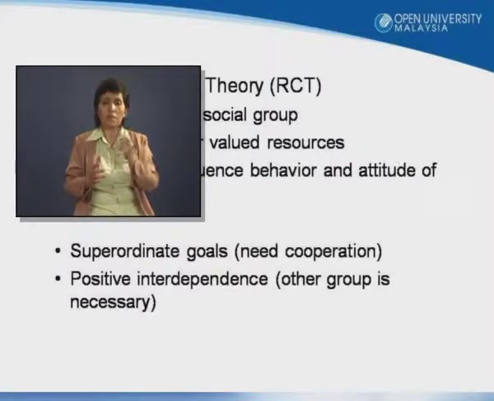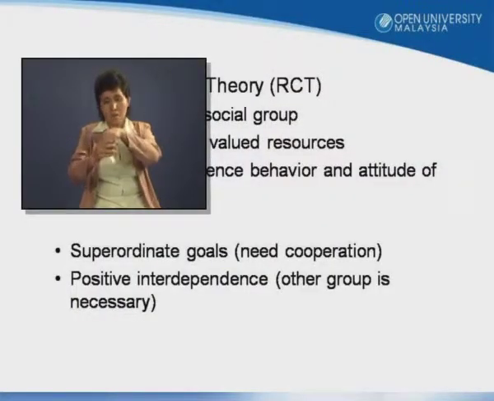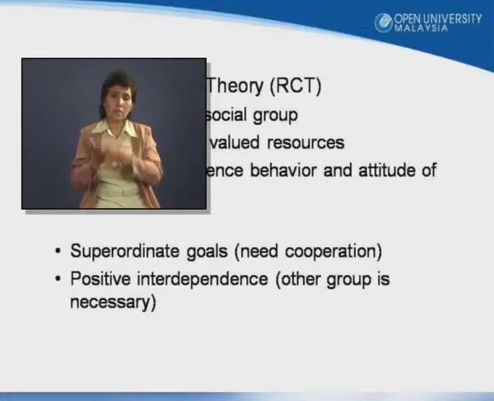Now, sometimes we can use these things where we need cooperation. Try to make things that need cooperation. We can do it through achieving superordinate goals, which means we need cooperation. Therefore, we would have a win-win solution, and we don't need to make one group more superior than the other. Or next one, we can have a positive interdependence. This means that the other group is necessary. It means I need you to survive and you need me to survive.